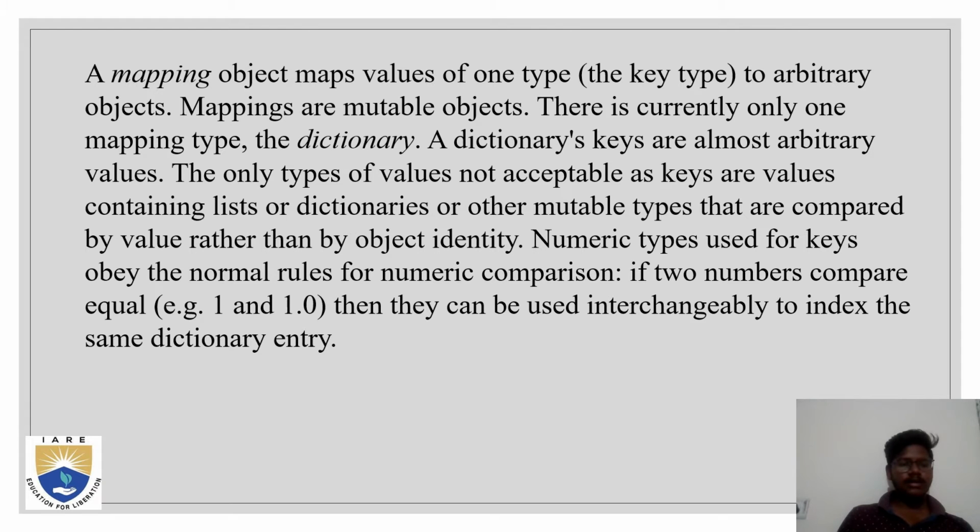A mapping data type is a data type comprised of the collection of keys and associated values. Python's only built-in mapping data type is dictionary. Dictionaries implement the associative array abstract data type.